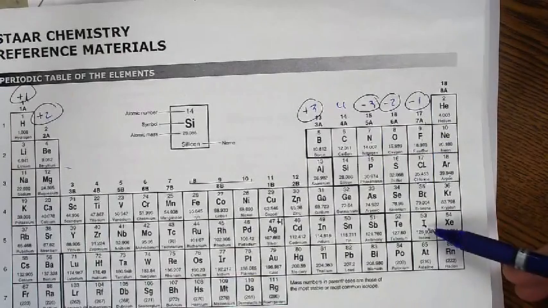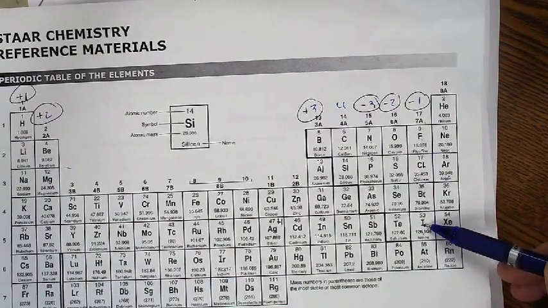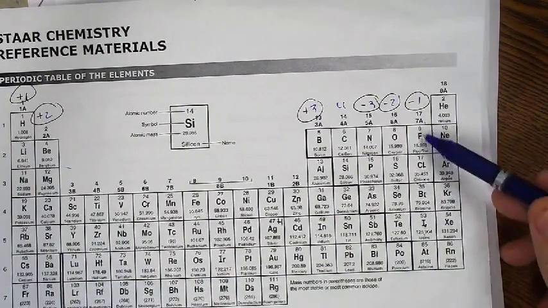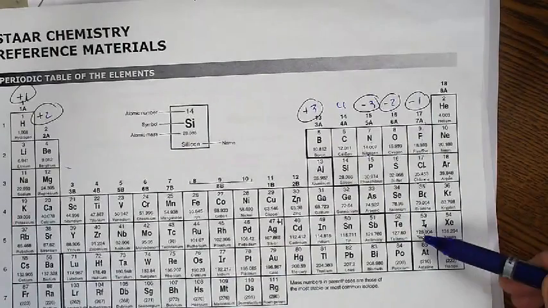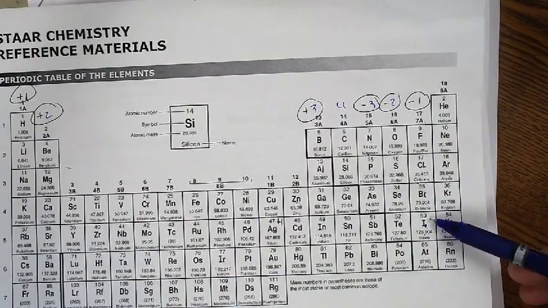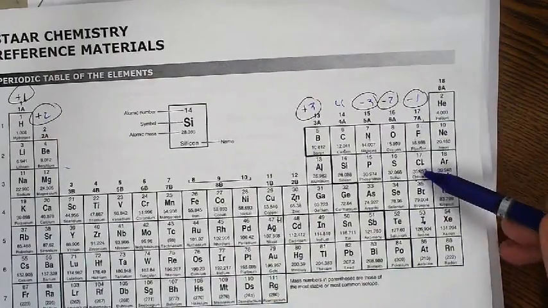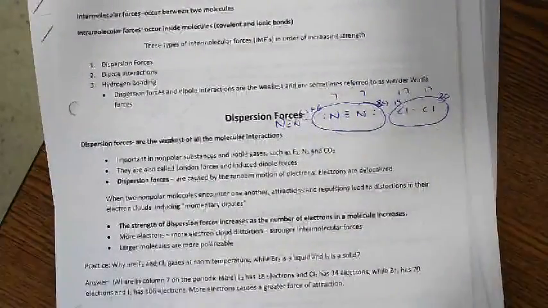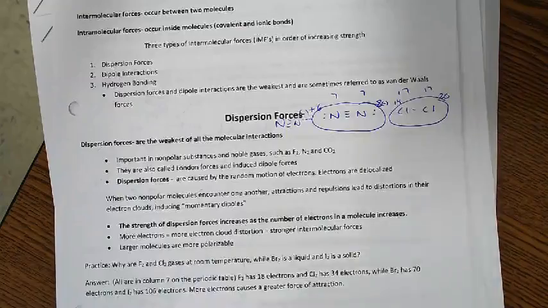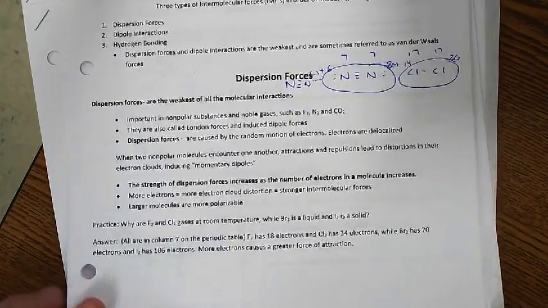But down here with iodine, it's got 53, so I2 would have 106 total electrons. And so larger and larger atoms, more and more distortion in their random motion of electrons causes stronger forces holding them together. So gas, liquid, solid at room temperature. More electrons between nonpolar molecules means they have higher forces of attraction holding them together. And again, I pointed that out there in the answer for you.